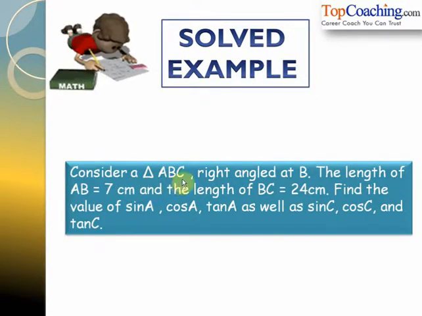Consider a triangle ABC right angled at P. The length of AB is equal to 7 centimeters and the length of BC is equal to 24 centimeters. Find the value of sin A, cos A, tan A as well as sin C, cos C and tan C. So in this problem we have been given a triangle ABC such that it is right angled at P. Also given to us is the length of AB is equal to 7 centimeters and the length of BC is equal to 24 centimeters. We have to find out the value of sin A, cos A, tan A and also sin C, cos C and tan C.